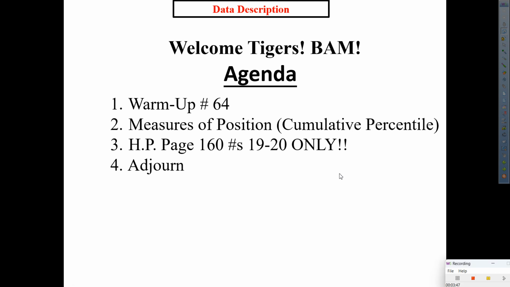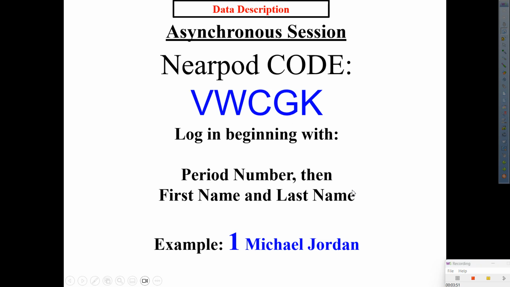All right. Here's the code for access to your home plate tonight. VWCGK. Write that down. VWCGK. I will include it at the end.